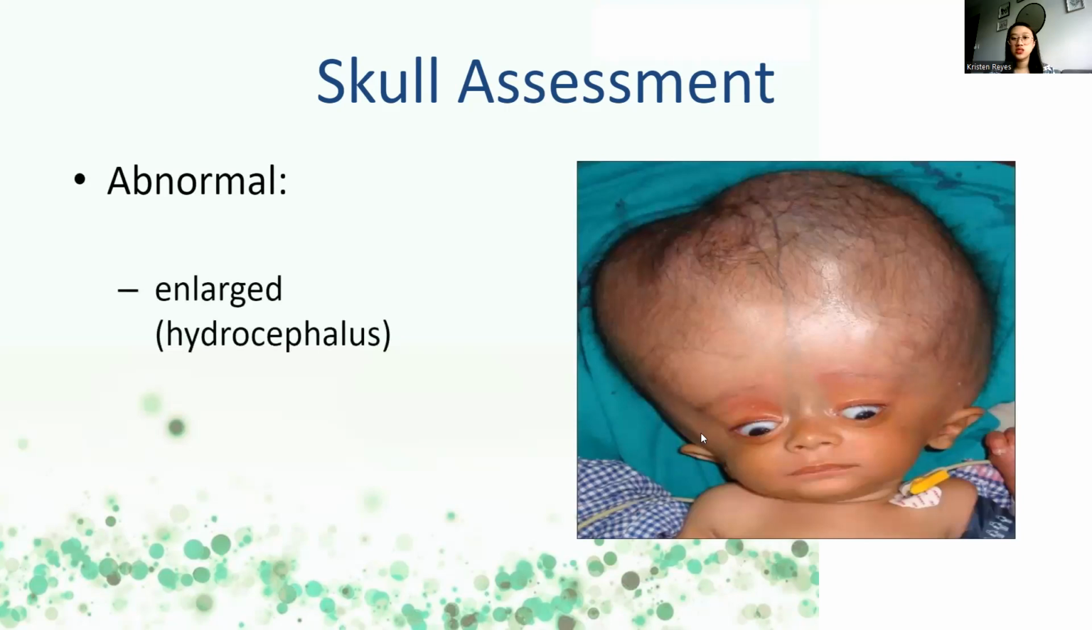So this is an example of an abnormal finding. You can see the size and the shape of the skull of the baby. It's not normal. It's very enlarged and it's not symmetric. So this is actually due to hydrocephalus.